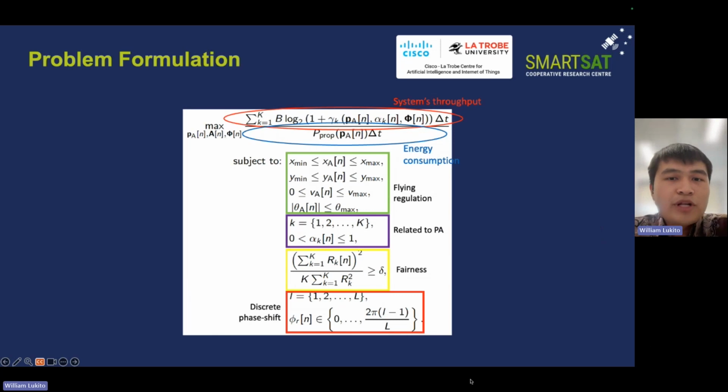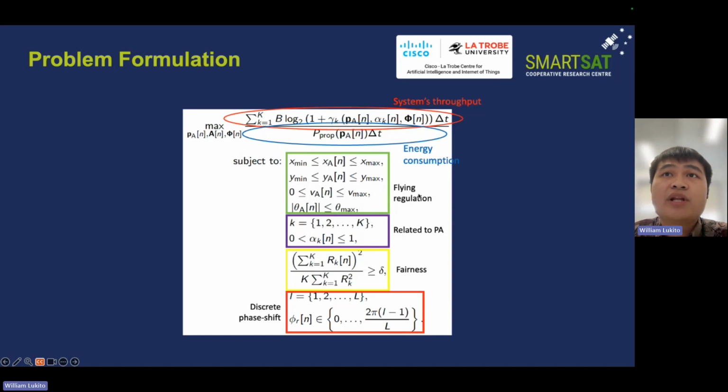So we formulated the problem in a fractional form. Basically, the numerator of the fraction is the system throughput, and the denominator is the UAV's energy consumption. And these are the detailed constraint groups.